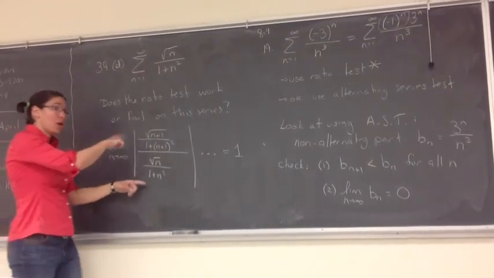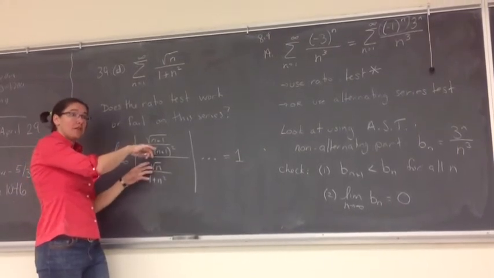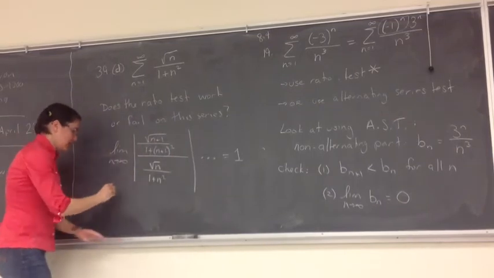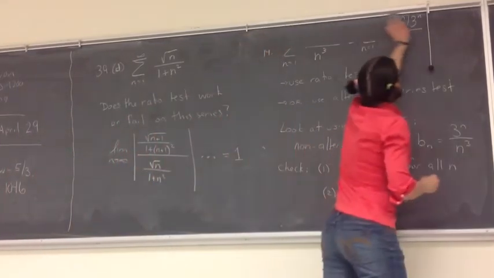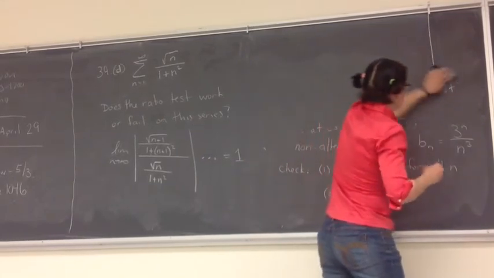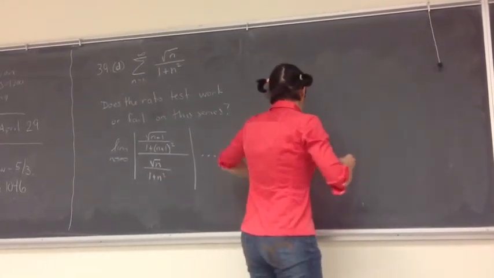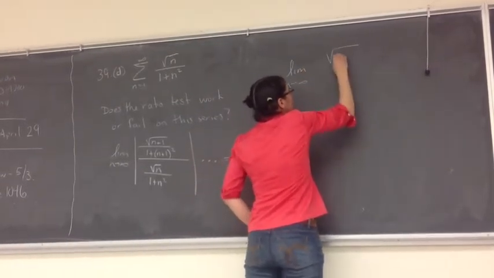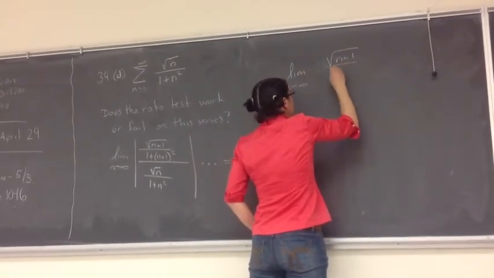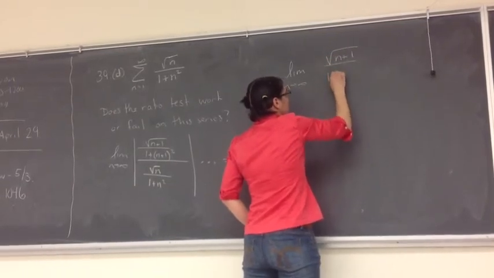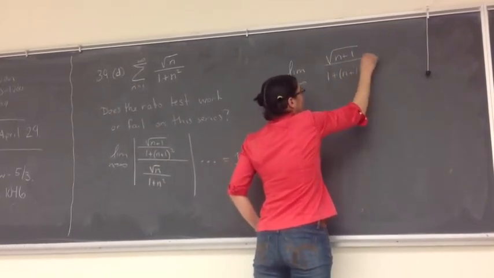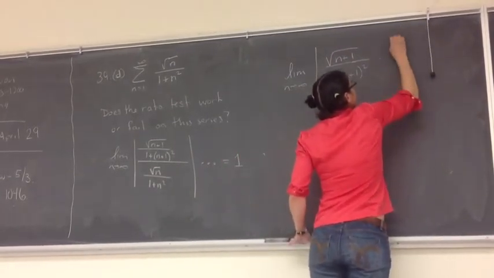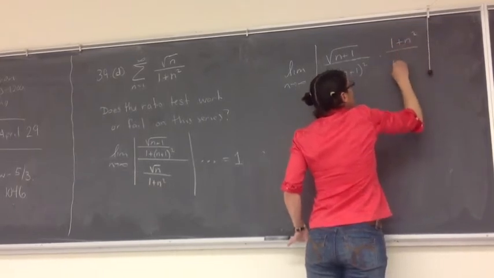I think if you are working through the algebra of it, when you flip this upside down, then you can rewrite this as the limit as n goes to infinity of the square root of n plus 1 over 1 plus n plus 1 squared, times 1 plus n squared over the square root of n.